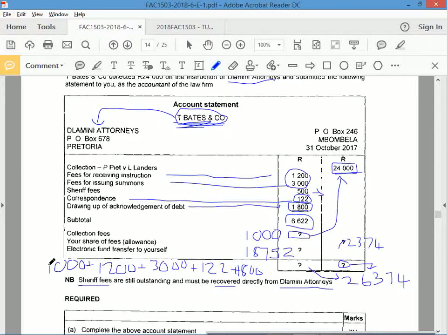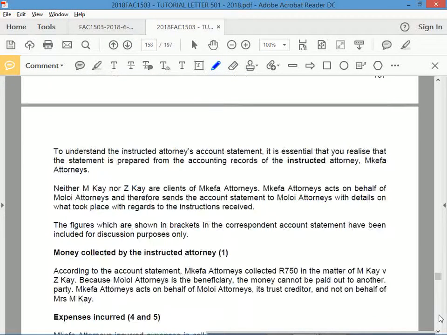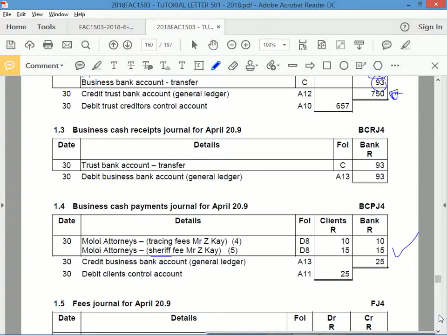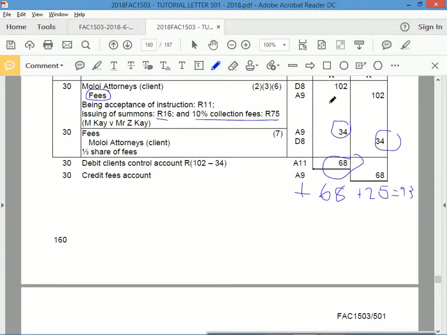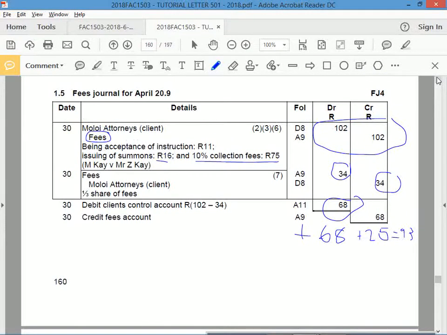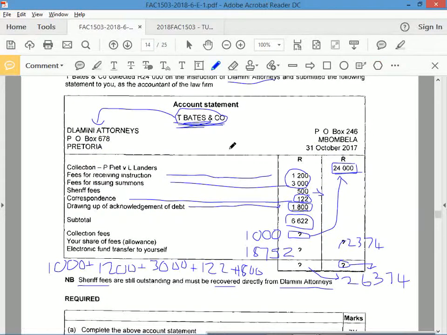1,200 plus 3,000 plus 122 plus 18 plus 1,000. Okay, that gives us 7122. 7122 is representing the total. It's representing this 102 that we had here earlier. So 102 is going to go in our fees journal. So let's go to our fees journal here.